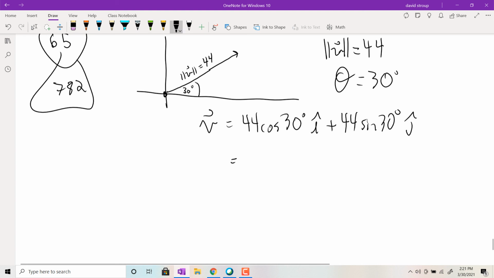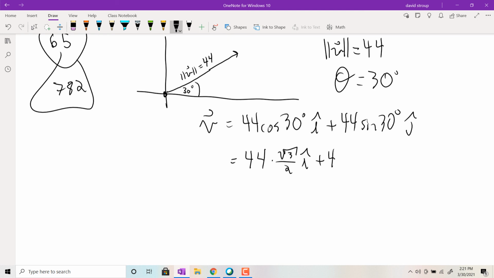I'm used to converting things, so I thought I had to convert this to some other form, but it's really just a matter of simplifying. So I apologize for what I said. Cosine of 30 is √3/2. And then the sine of 30, which is sine of pi/6, is the 1/2 that I'm looking for. So this will be 22√3 i plus 22 j.